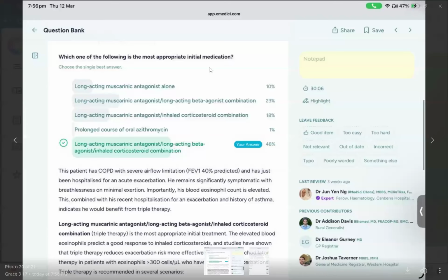They are asking which one of the following is the most appropriate initial medication. So we have just discussed, because of the eosinophil level, right? So we have to give what? We have to give triple therapy, right, doctor?